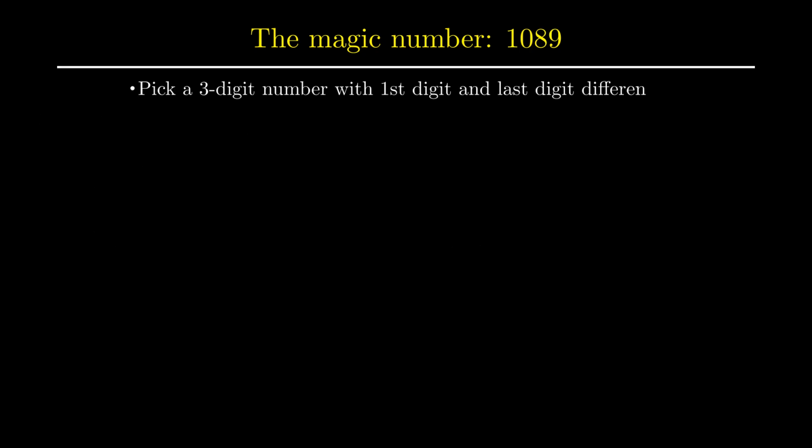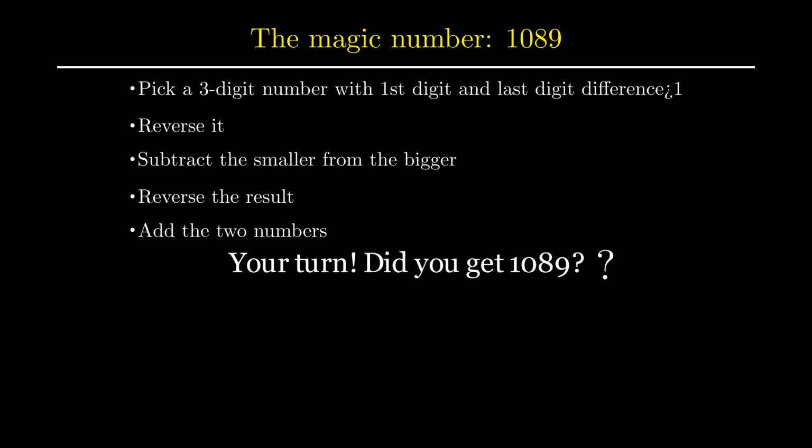Now it's your turn. Try these steps with any three-digit number whose first digit and last digit difference is greater than 1. Step 1. Write your number. Step 2. Reverse it. Step 3. Subtract smaller from bigger. Step 4. Reverse that result. Step 5. Add. Did you get 1089?